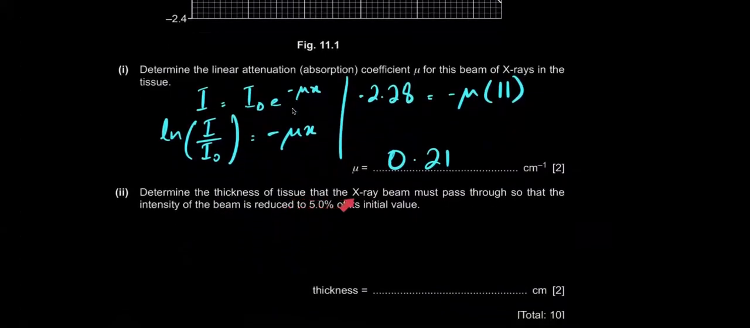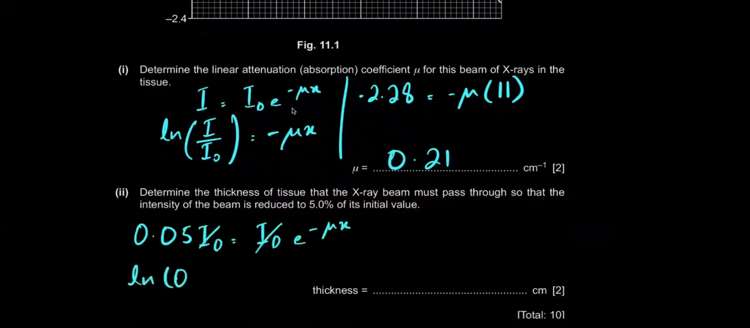Determine the thickness of tissue that the X-ray beam must pass through so that the intensity of the beam is reduced to 5% of its initial value. So using the equation above, the equation becomes 5% of the initial intensity, right? So these cancel out, you have ln 0.05 equals minus mu x, so minus 0.21 times x. So from this, you can get your thickness. This turns out to be 14 centimeters, correct, to 2SF.